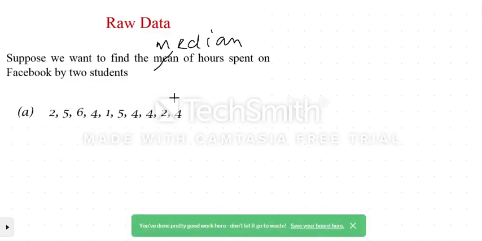Median is the middle number. What is the middle number of this sequence of numbers? To find the middle number, first we have to arrange these numbers. First, let's see which is the smallest number here. It is 1, let me write 1. What is the next number? We have to arrange these numbers in ascending or descending order, whatever you like. Right now I am arranging them from smallest to largest.